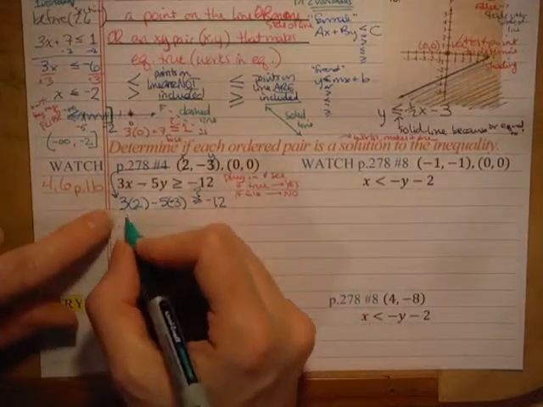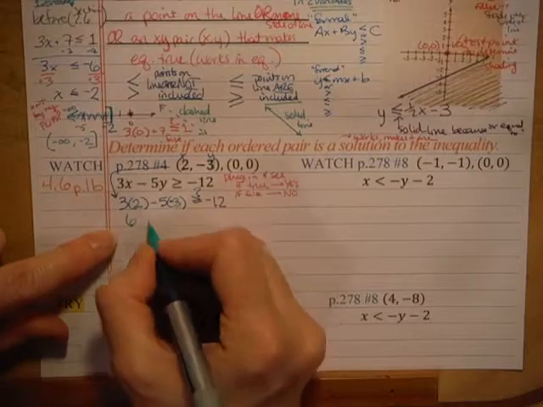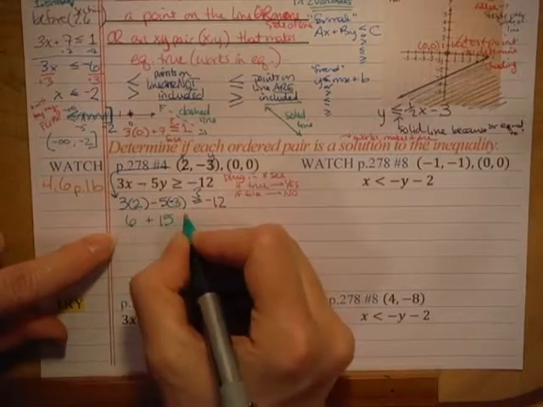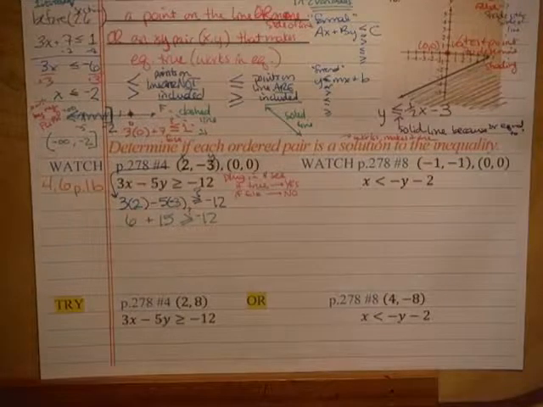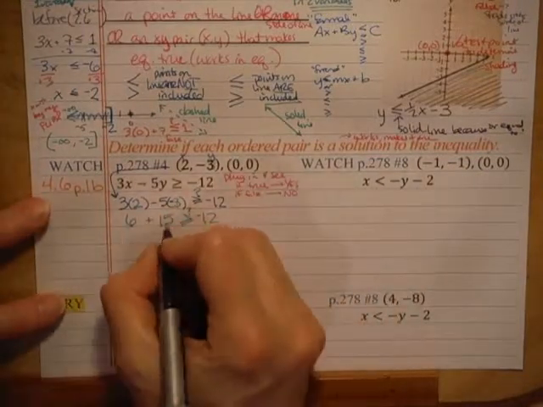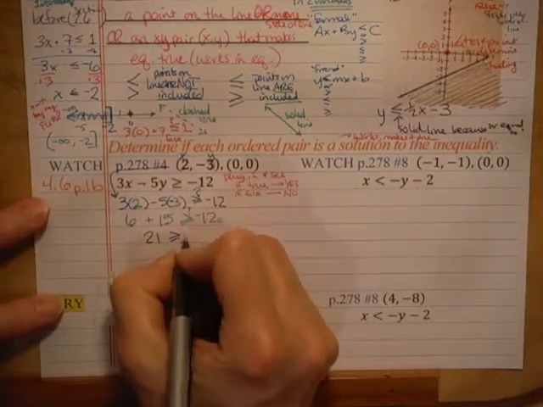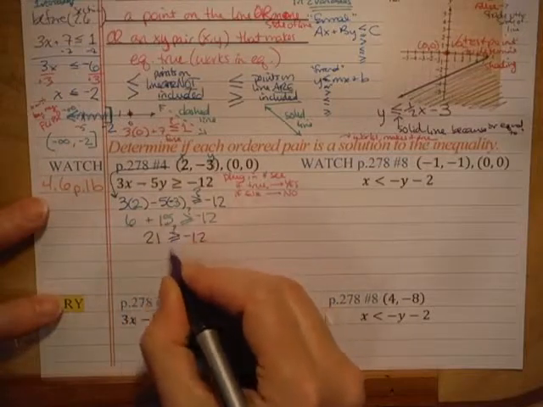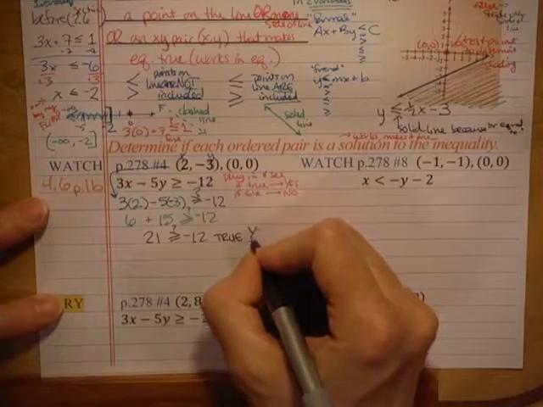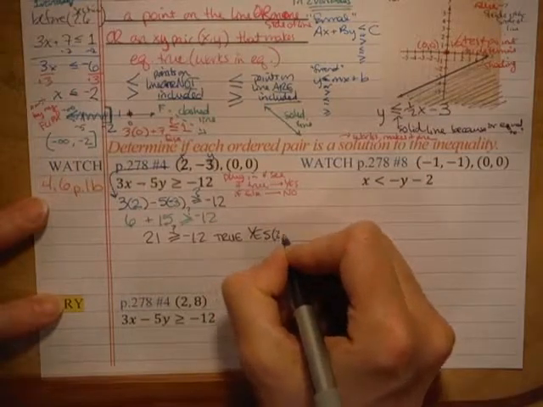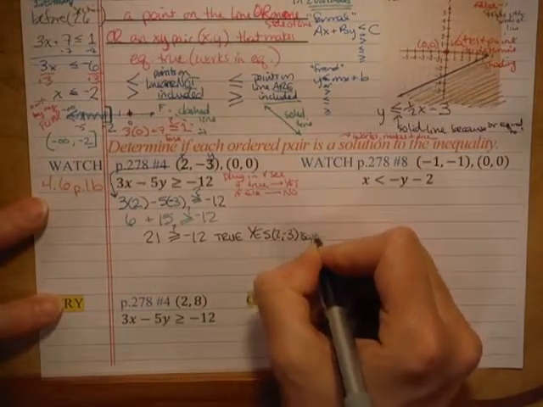Okay, so 3 times 2 is 6. Minus 5 times minus 3 is plus 15. And we're just checking to see if that's greater than or equal to negative 12. Keep going. 6 plus 15 is 21. And 21 greater than or equal to negative 12, that is a true statement. So yes, (2, negative 3) is a solution.